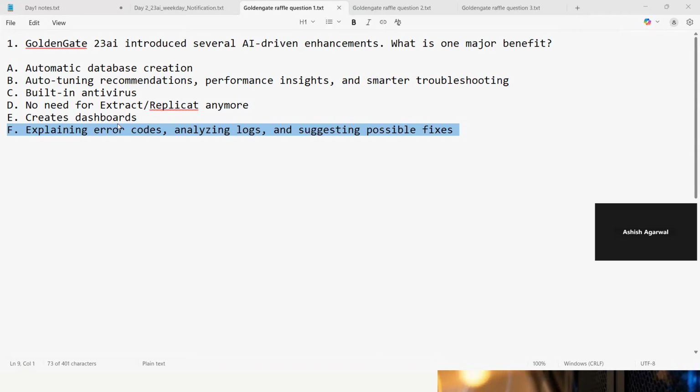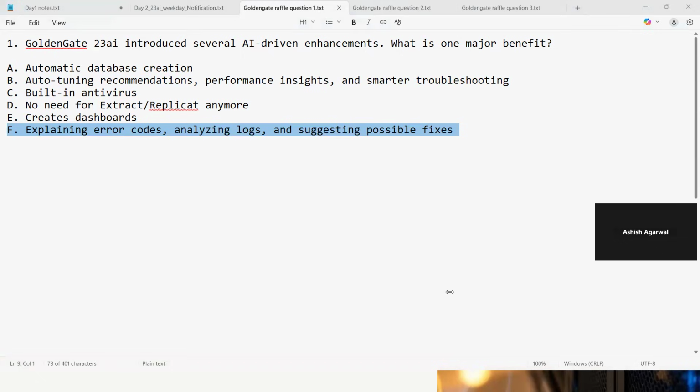So the answer is auto-tuning recommendations, performance insights, and smarter troubleshooting, and then explaining error codes, analyzing logs, and suggesting possible fixes. Guys, you still have to create extract and replicat. I see B and D answers as well. So people mostly answered B and D. It doesn't create the dashboard now.